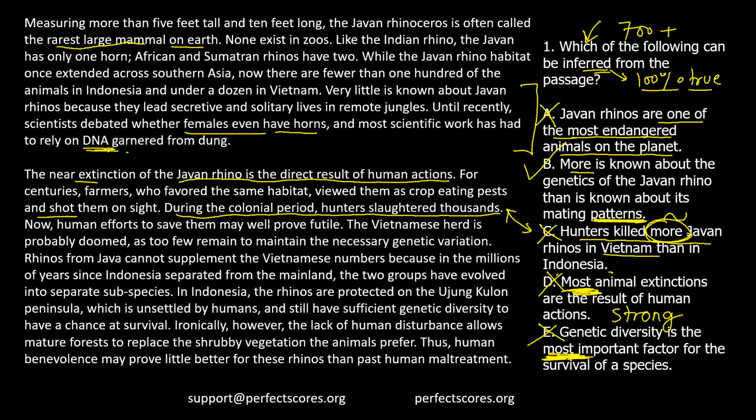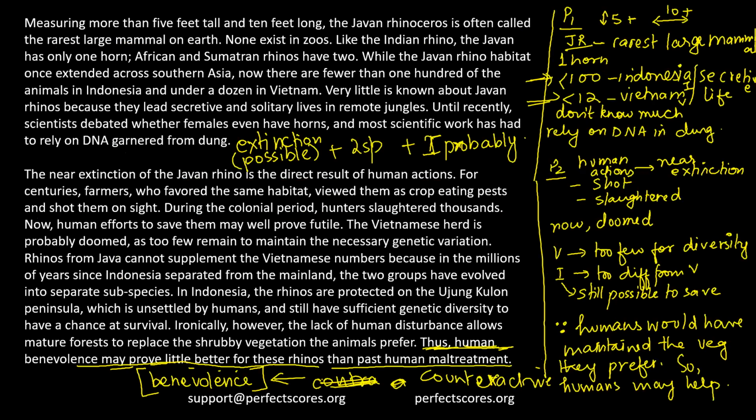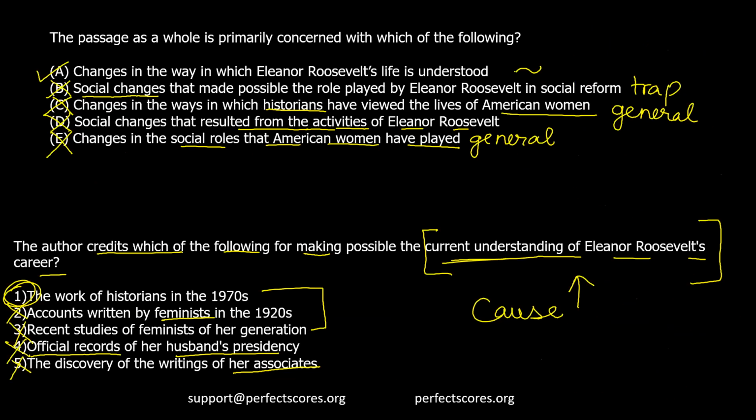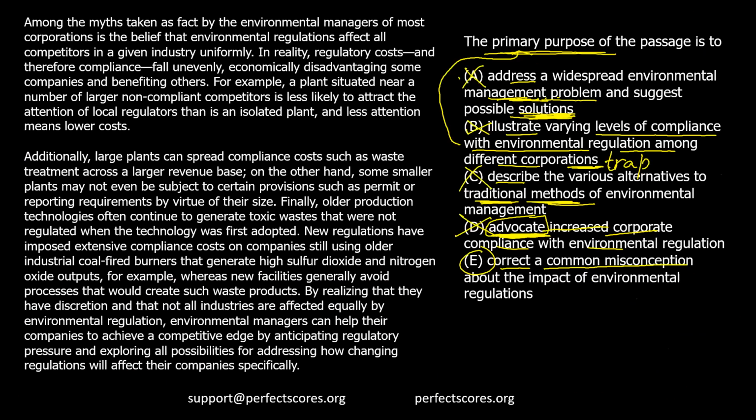700 plus. And also, I think this one. And what about this? Yeah, primary purpose ones are usually tough. And these passages are also a little tough.